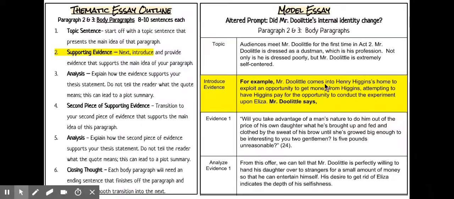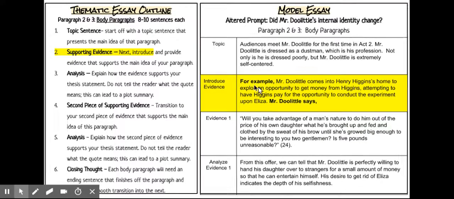Mr. Doolittle comes into Henry Higgins' home to exploit an opportunity to get money from Higgins, attempting to have Higgins pay for the opportunity to conduct the experiment upon Eliza, Mr. Doolittle says. So again, there are two parts of a quotation sandwich. The first part is orienting the reader, letting them know what's happening at the time of the story. And the second part is identifying the speaker. You will see a third part, which is a transition.